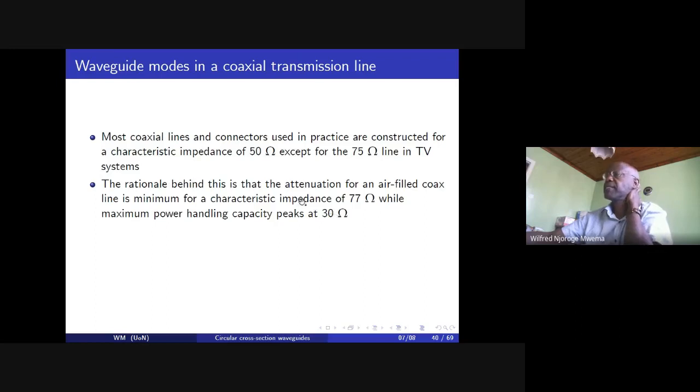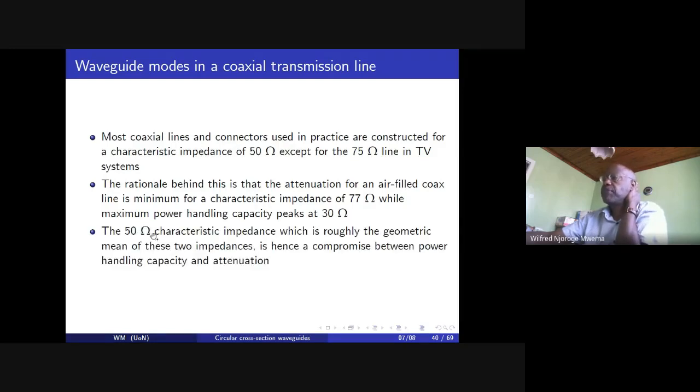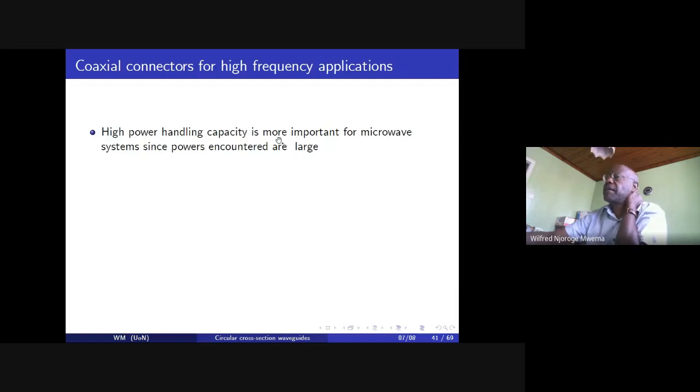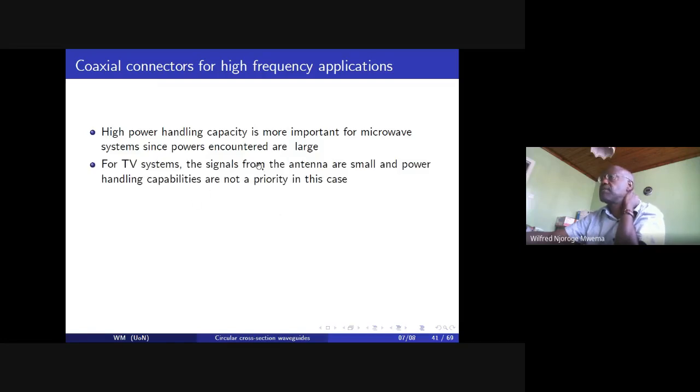So the rationale behind this is that the attenuation of an air-filled coaxial line is minimum for a characteristic impedance of 77 ohms, while the maximum power handling capacity will peak at about 30 ohms. And therefore, the 50 ohm characteristic impedance is roughly the geometric mean of the two impedances, and hence a compromise between power handling capacity and the attenuation. High power handling capacity is usually more important for microwave systems because the powers we usually encounter there are very large. And for TV systems, the signals from the antenna are small, and the power handling capacity is not really a priority in this particular case.